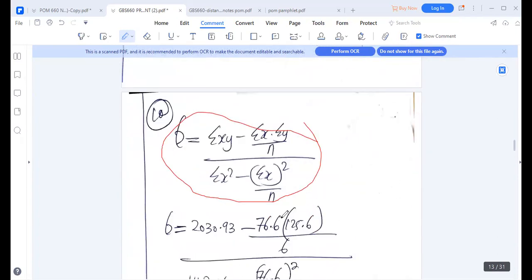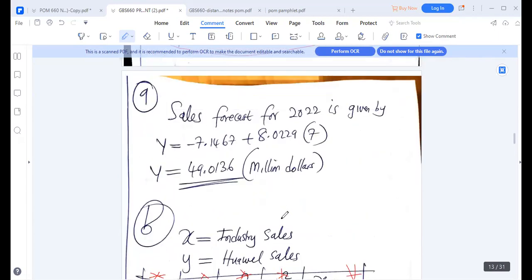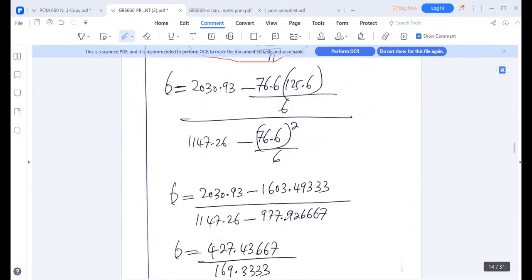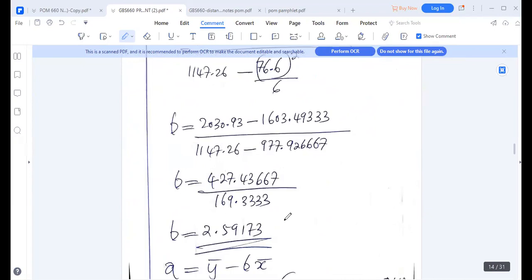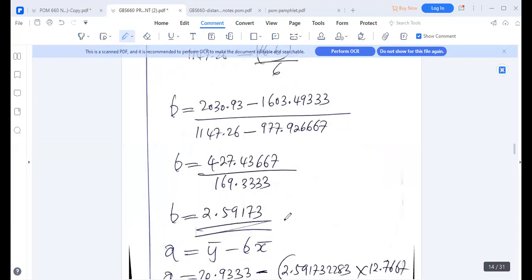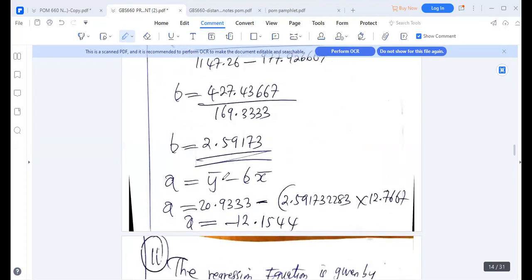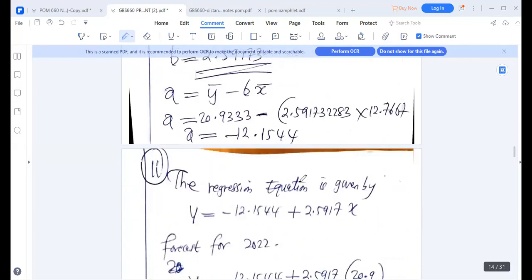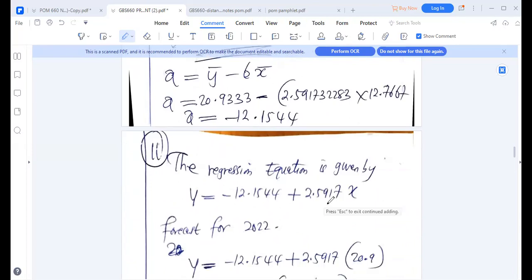Then we got the other one. So after that, we got the figure for the slope as 2.59173. Then after that, we're supposed to substitute there, find the y bar, the mean of y, the x bar, the mean of x. Then our alpha was negative 12.1544. Then the regression equation is given by negative 12.1544 plus 2.5917x.